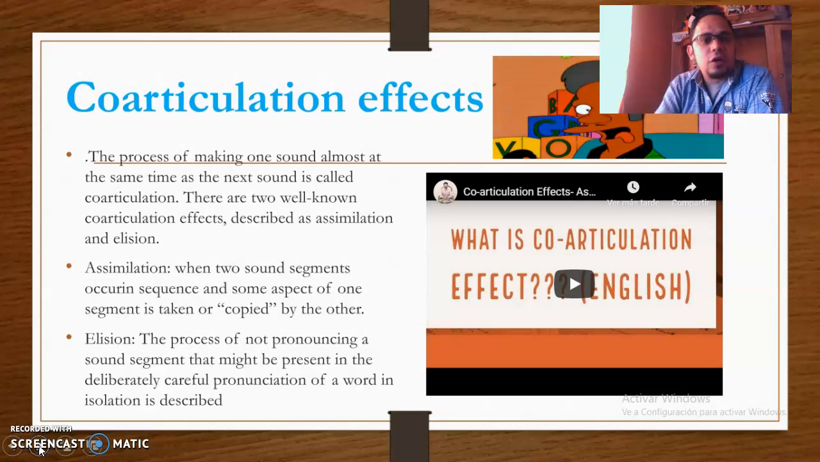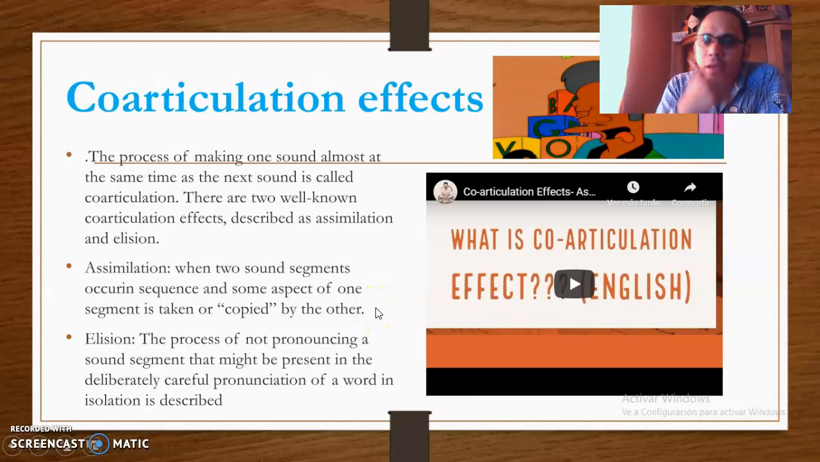And the final topic that we have here is co-articulation effects. The process of making one sound almost at the same time as the next sound is called co-articulation. There are two well-known co-articulation effects described as assimilation and elision. Assimilation is when two sound segments occur in sequence and some aspect of one segment is taken or copied by the other.